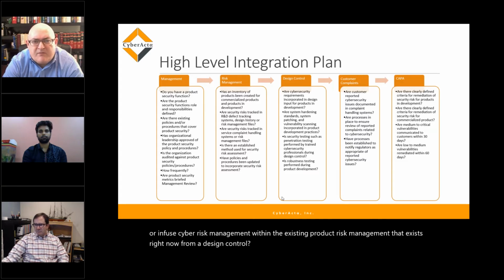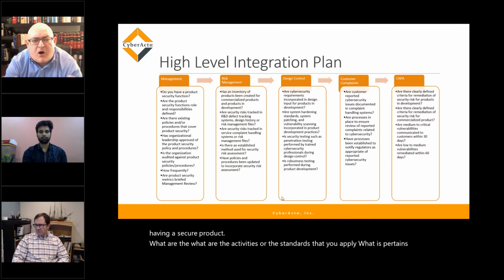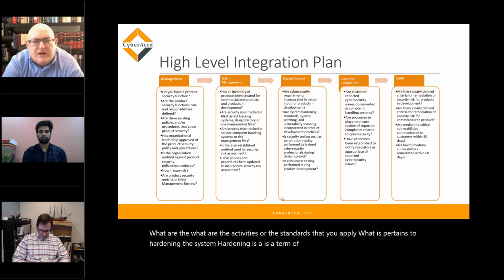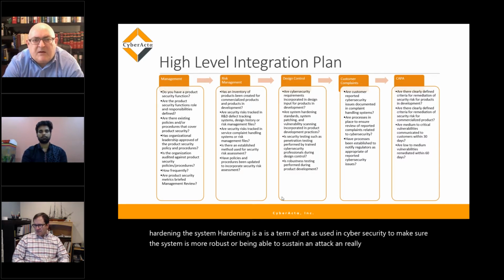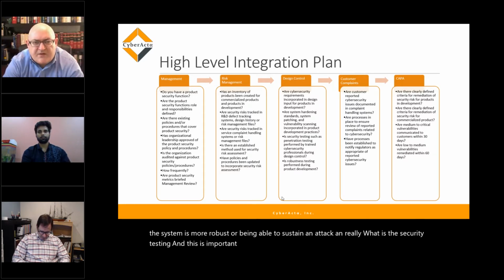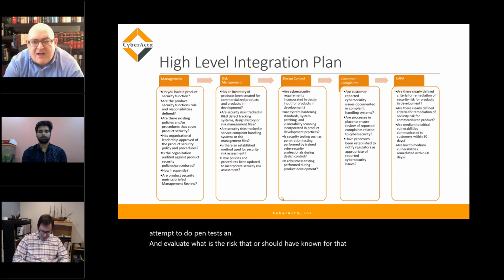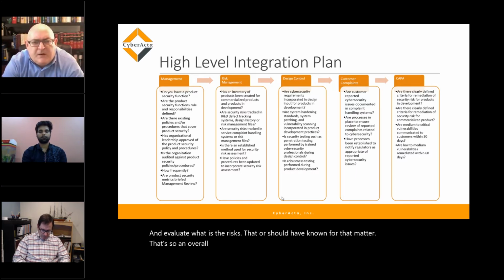From a design control standpoint, plain and simple, what are the requirements right now when it comes to design input for having a secure product? What are the activities or the standards that you apply when it pertains to hardening the system? Hardening is a term of art used in cybersecurity to make sure that the system is more robust or able to sustain an attack. And really, what is the security testing? And this is important. The FDA and, again, a lot of the agencies want to see an actual attempt to do pen tests and evaluate what the risks are that you knew or should have known for that matter. So overall, that brings about robustness during development.